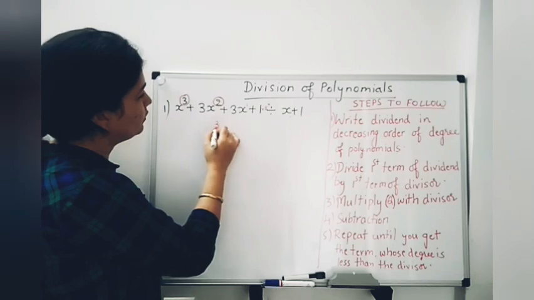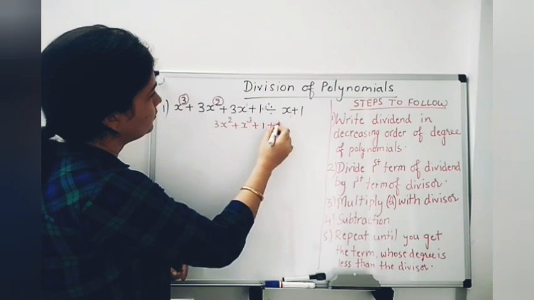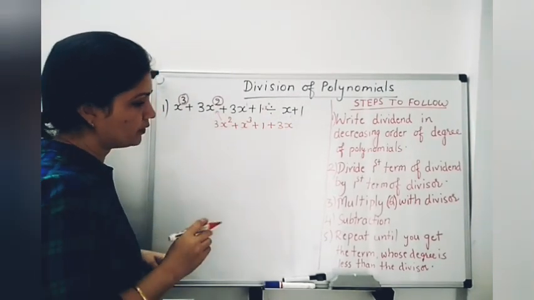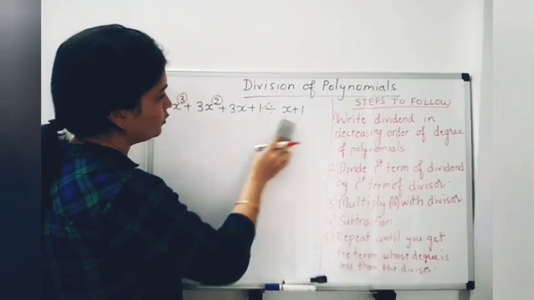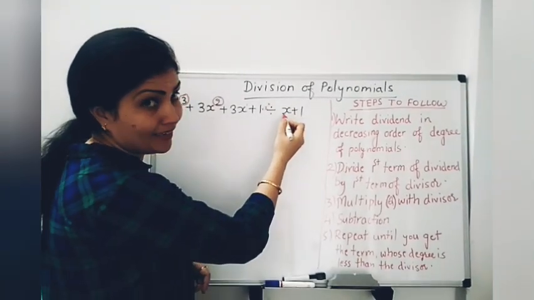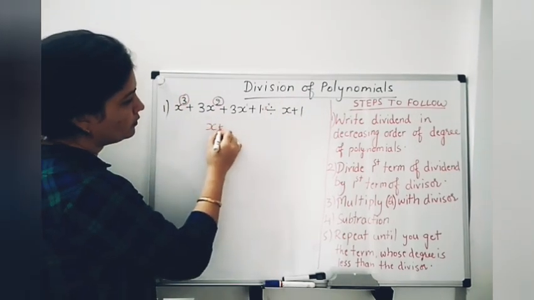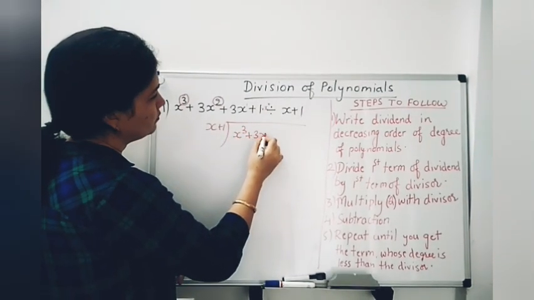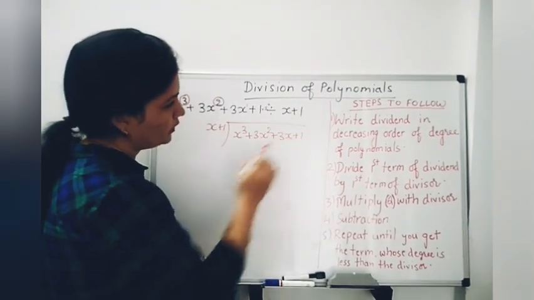But if the question could be in a different way, then I have to first arrange it in decreasing order, because that is the very first step when we are dividing. The same thing we have to follow for the divisor also. If the divisor is in increasing order, first we need to write it in decreasing order. Now the divisor will be written here and the dividend here. It's already in decreasing order.